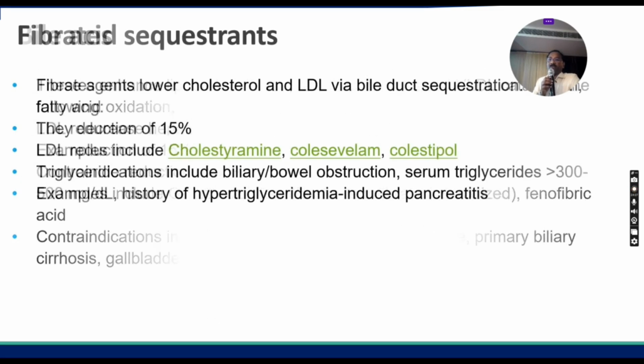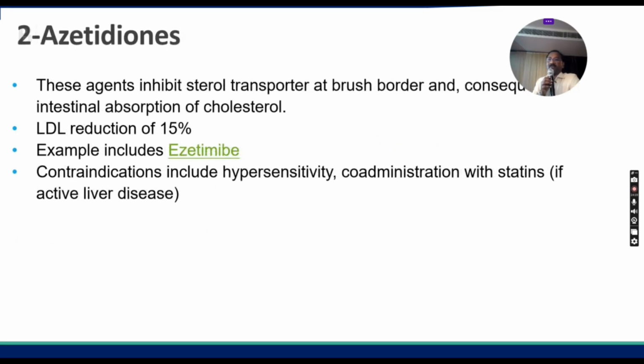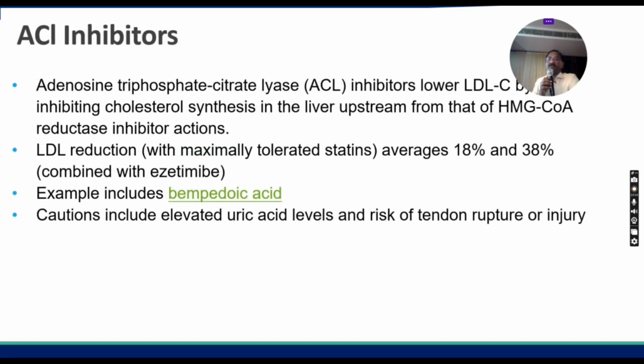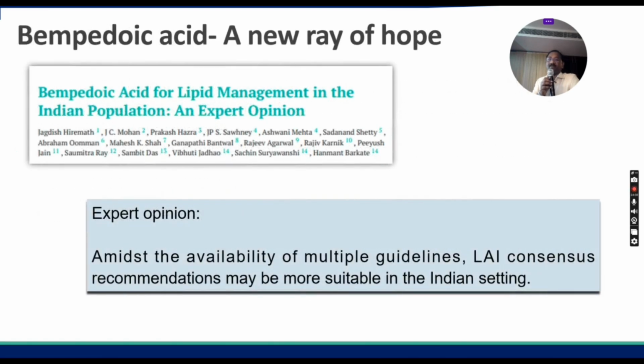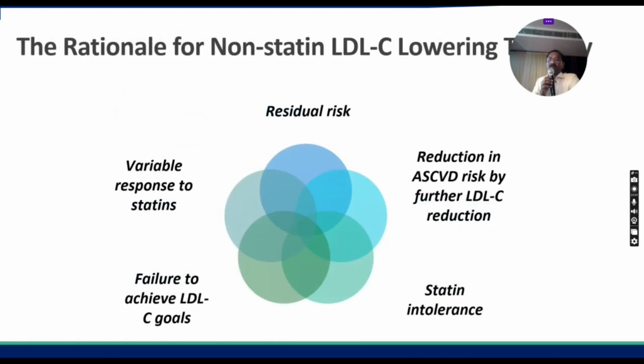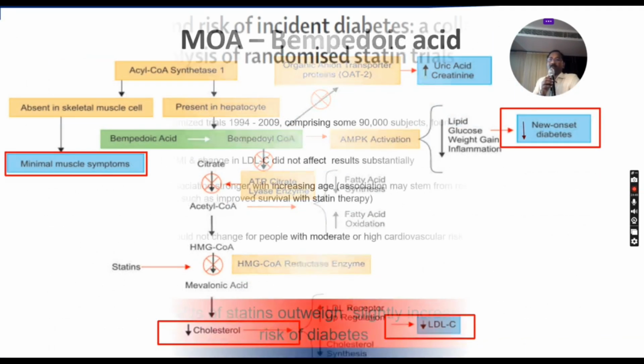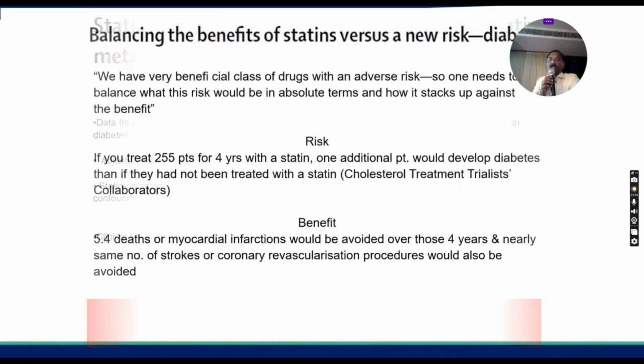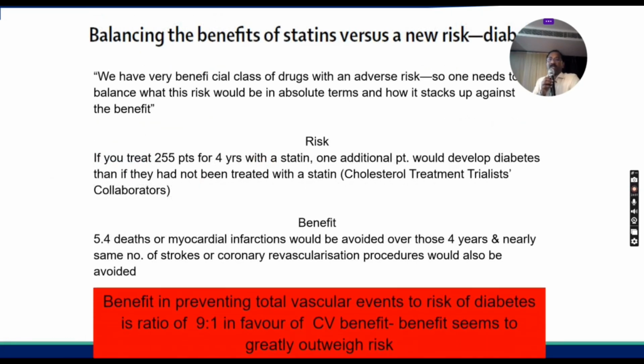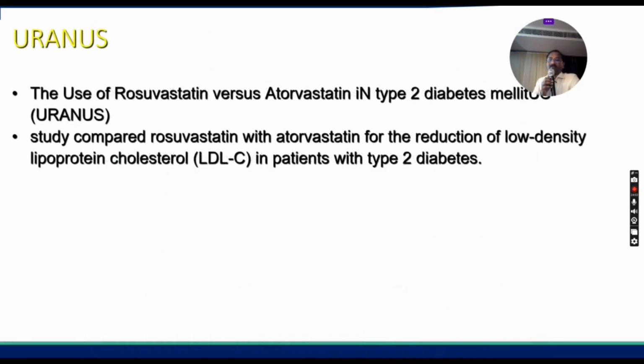So the fibrates are very useful. Bile acid sequestrants, ezetimibe, this is a weak lipid lowering drug. Adenosine triphosphate citrate lyase inhibitors, there is bempedoic acid. They reduce the risk. Statins do increase the risk of new onset diabetes, but the gain is more when compared to the risk of using statins in the diabetics.